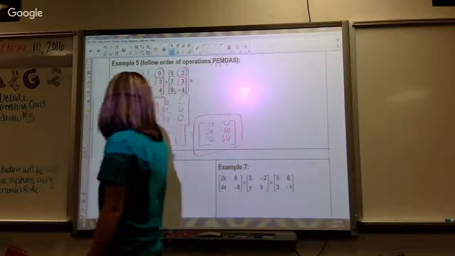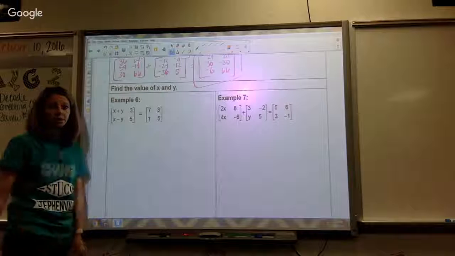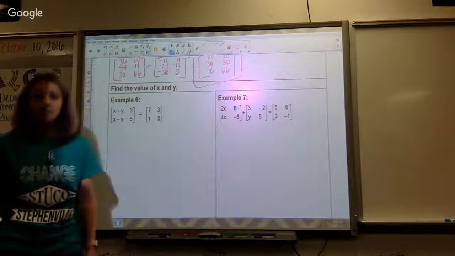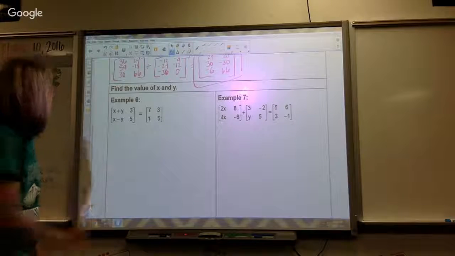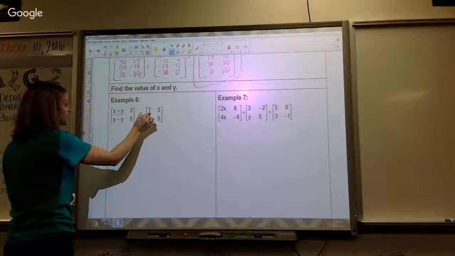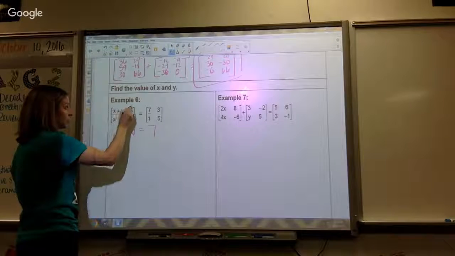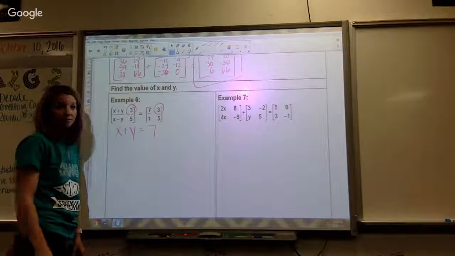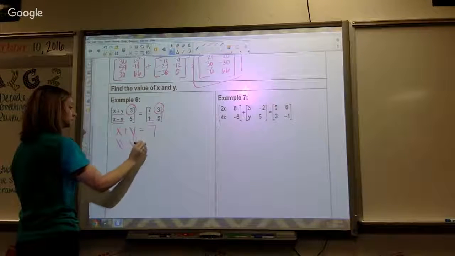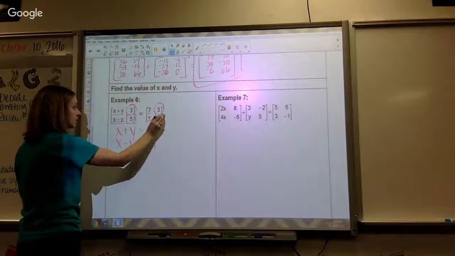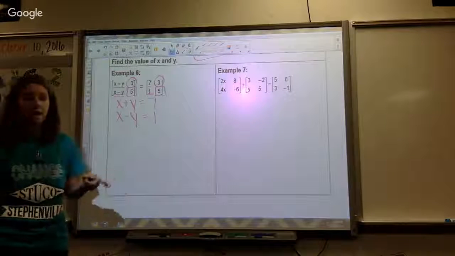Okay, last part. We're going to be finding the value of x and y. Notice that these two matrices are equal. If they are equal, that means that their corresponding elements have to also be equal if they're the same matrix. So that means x plus y has to equal 7. So I'm going to set up that equation. Notice 3 does equal 3. x minus y has to equal 1. And then notice 5 does equal 5 there.